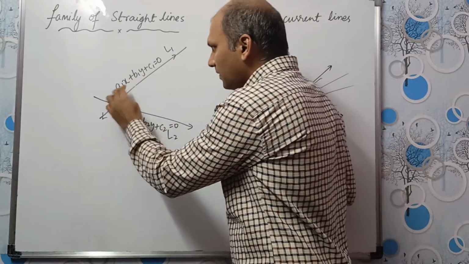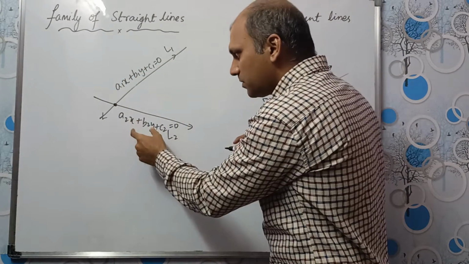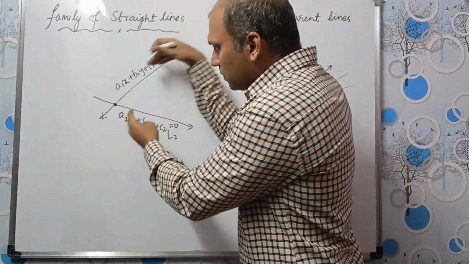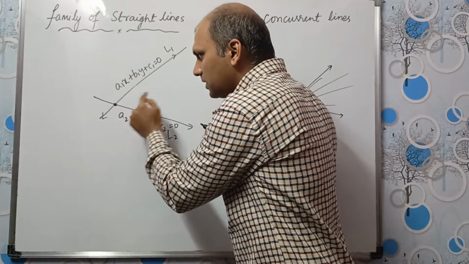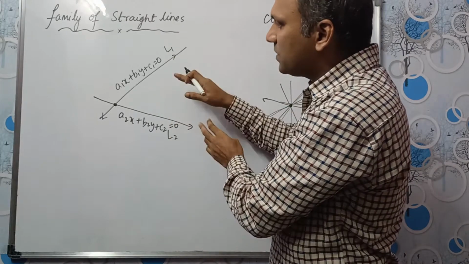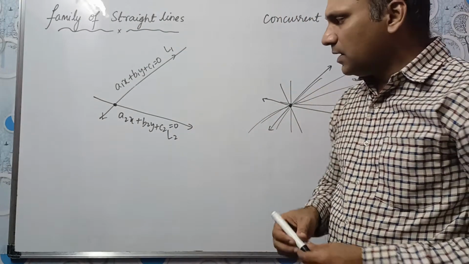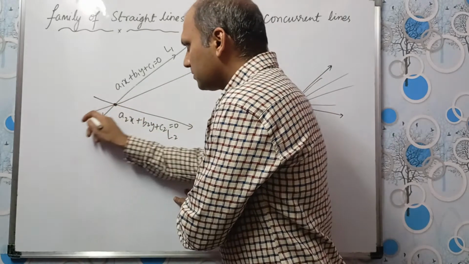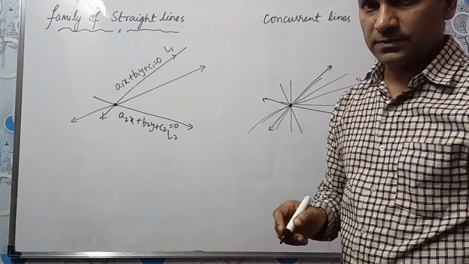See, A1x plus B1y plus C1 is equal to 0 is one straight line, A2x plus B2y plus C2 is equal to 0 is another straight line. These two straight lines are intersecting at this point, and all the lines that are passing through this point, including these two lines also, are called as family of straight lines. Let us talk about one straight line which is passing through this. Now let us find the equation of this straight line.